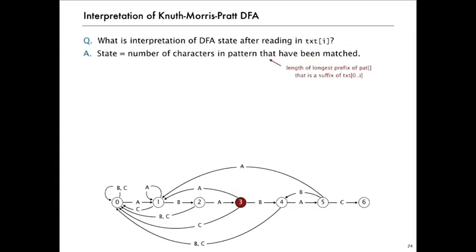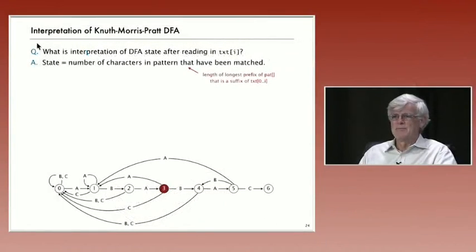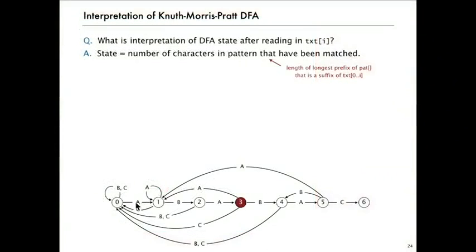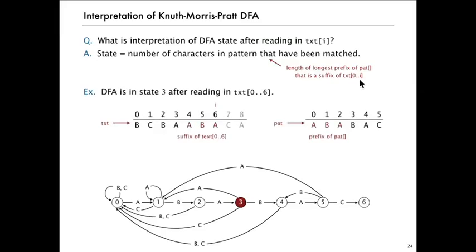So what does it mean after we just read the ith character of the text? Well, the number of the state is the number of characters in the pattern that we've matched up to the current point. That is, at state 3, we've matched 3 characters in the pattern. And what's happened is that we've matched a prefix of the pattern, the first 3 characters of the pattern. And actually, it's the longest prefix of the pattern that's also a suffix of the first i plus 1 characters of the text, from 0 to i. That's the interpretation of what it is.